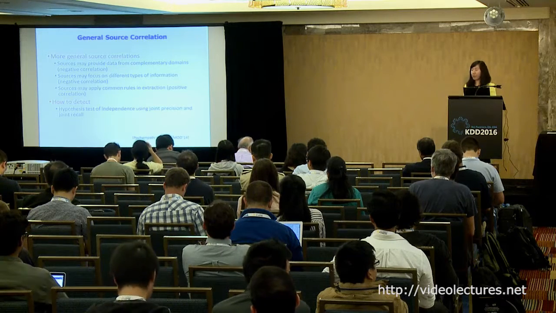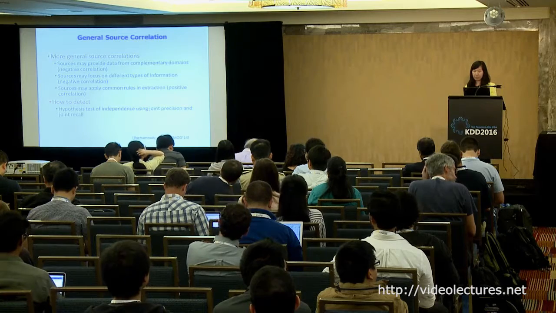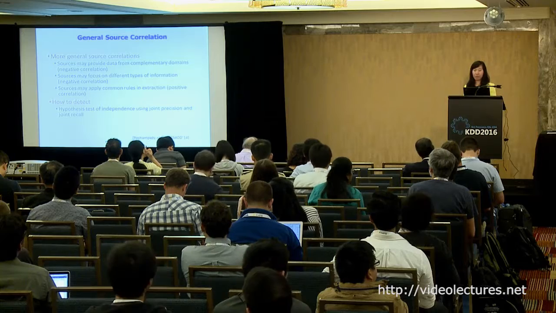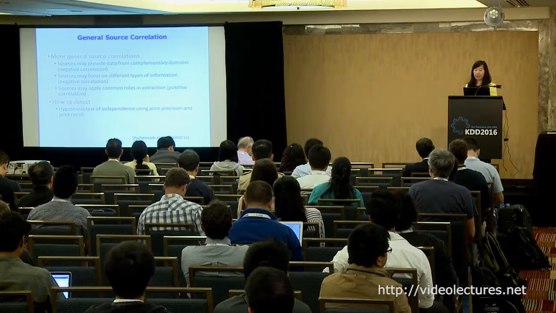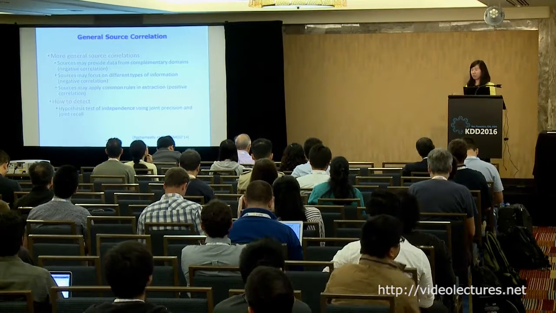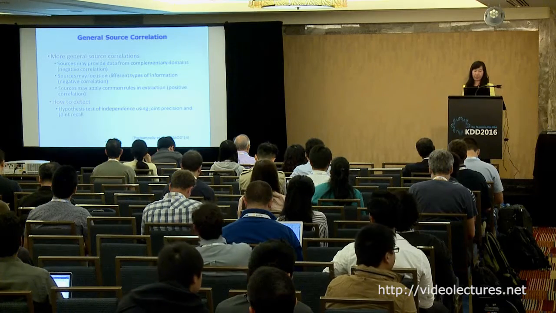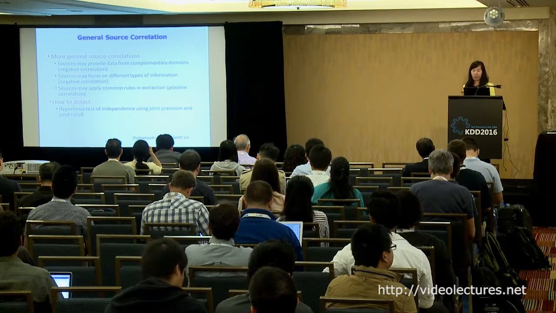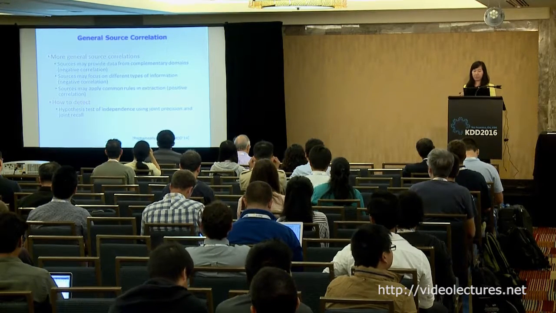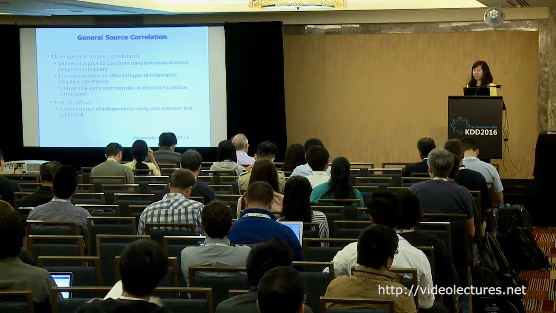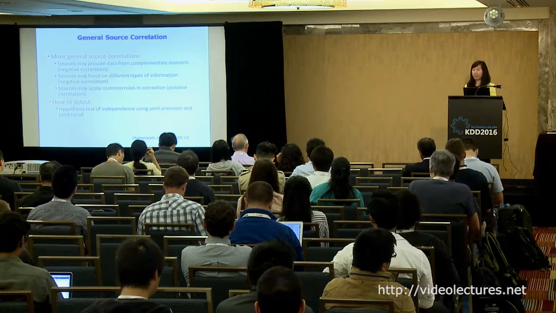And in another paper, the Sigma 14 paper, they consider more general types of correlations, for example, negative correlations. The sources may provide data from complementary domains or may focus on different types of information, so they have negative correlations. Or positive correlations, when sources may apply common rules in extraction. And then they conduct a hypothesis test of independence using joint precision and joint recall.